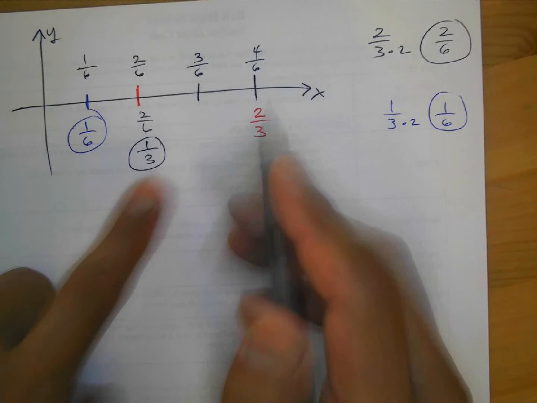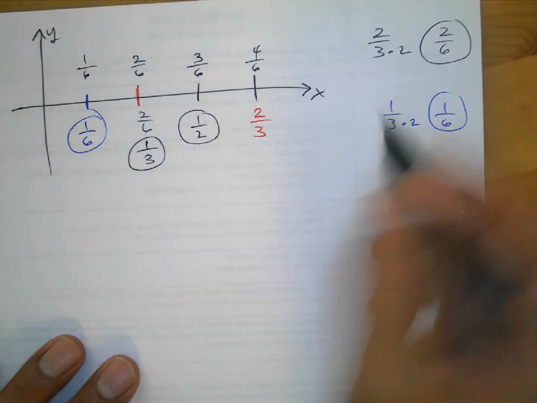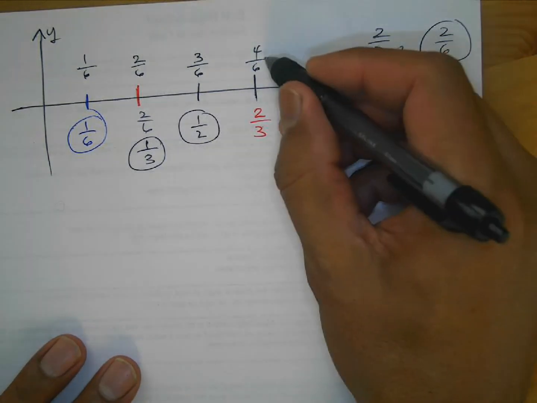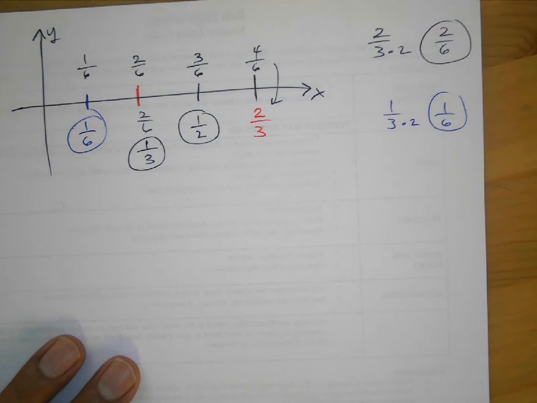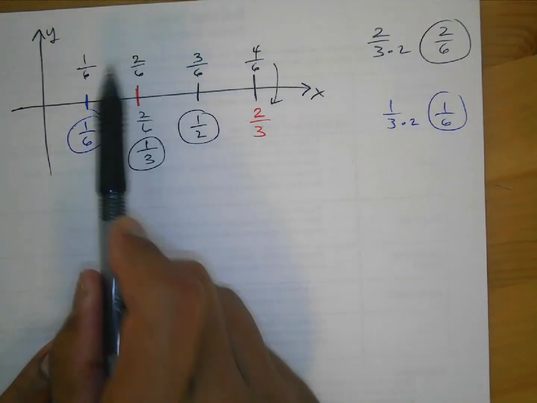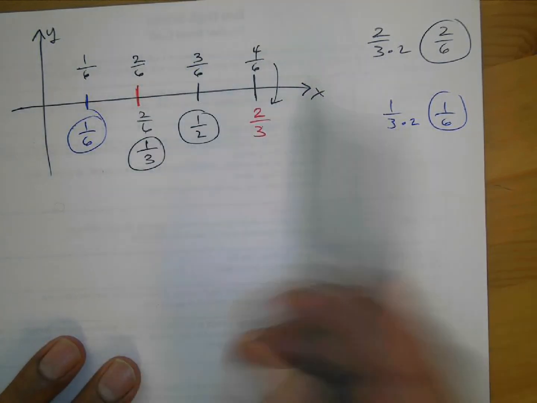So this is good. 3 over 6 will reduce to what? 1/2. And if 4 over 6 is this, I did this right. Does 4 over 6, when you reduce, give you 2/3? Yeah, that means this is correct. This looks great when you see it. See, 1/6, 2/6, 3/6, 4/6.